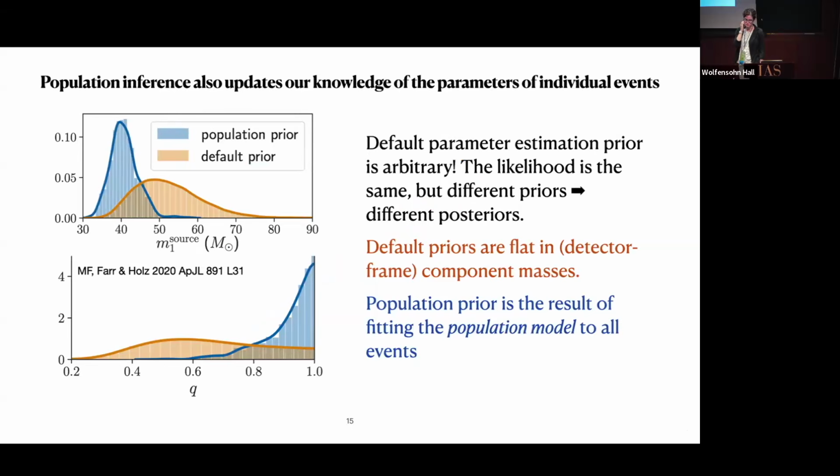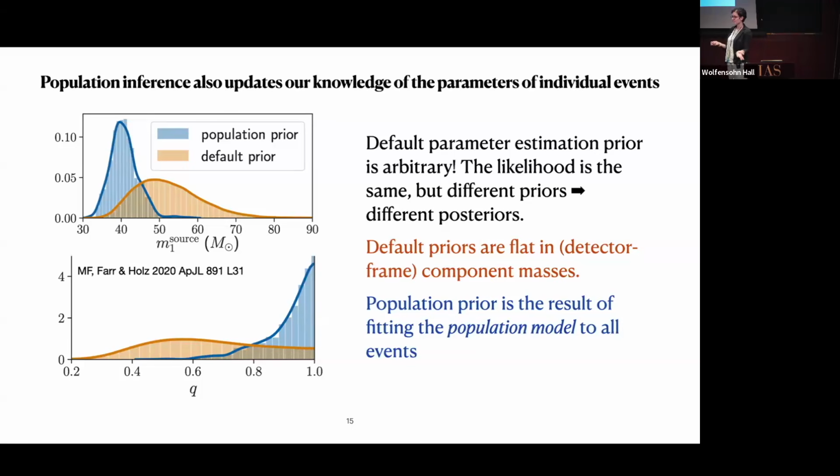Before I move on to more population results, another aspect which I mentioned before about population inference is that it's telling us the prior that we should have used in the single event parameter estimation. So it's also updating our knowledge of the parameters of individual events. And the more events we have in our catalog, the more information we have about the individual events also. As we're learning the population, we're better learning about the individual events that make up the population.